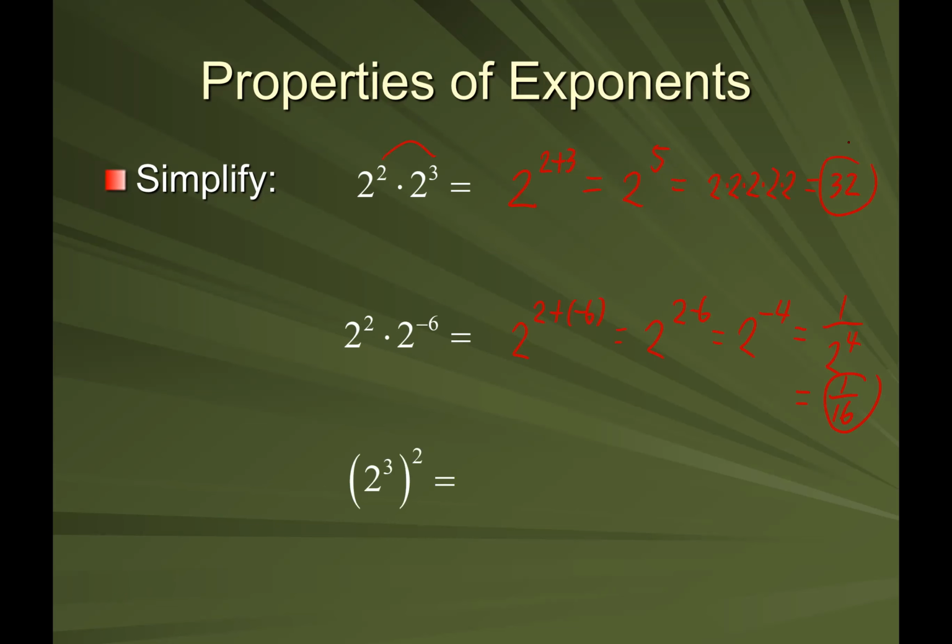And the third example, we have an exponent raised to another exponent. Keep the base, multiply 3 and 2, you get 6. So it's 2 to the 6. So 2 to the 6 is 64, right? It's 4 times 4 times 4, 64. Okay. Any questions so far?